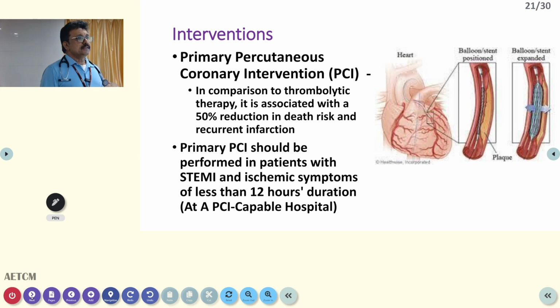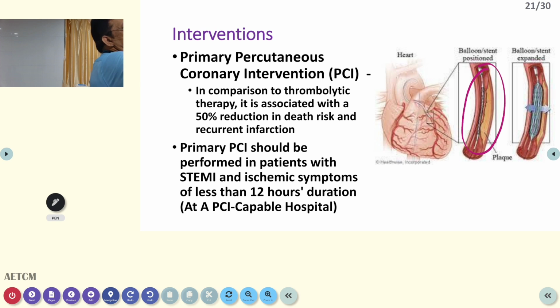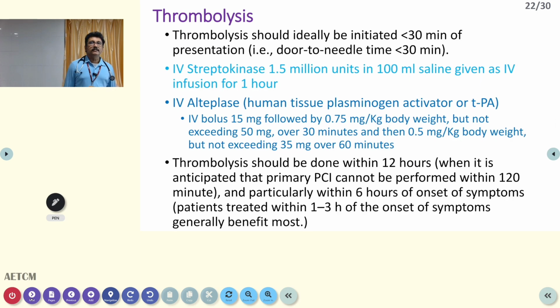Now, if the patient is coming to a center where PCI is possible, that is angiogram, angioplasty is possible, you have to take the patient for angiogram. You can see here the stent is put and it is dilated. The plaque is compressed sideways. The channel is opened for blood supply, and that can be done in a patient with acute myocardial infarction where PCI facility is available. If PCI facility is not available, then thrombolysis is the treatment.